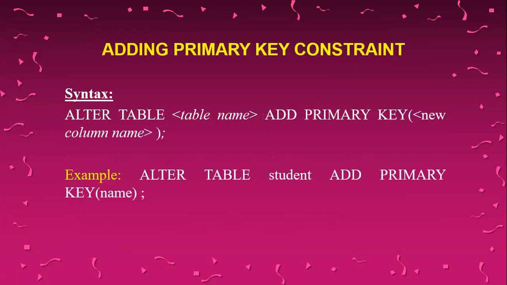I can also add constraints. We know that SQL has constraints like primary key, foreign key, unique, default, check, and not null. These were discussed in the previous section, so please do refer to that topic. If I want to add a primary key, what is the syntax? Alter table, table name, add primary key, and in the brackets you specify the name of the column to be added as the primary key.